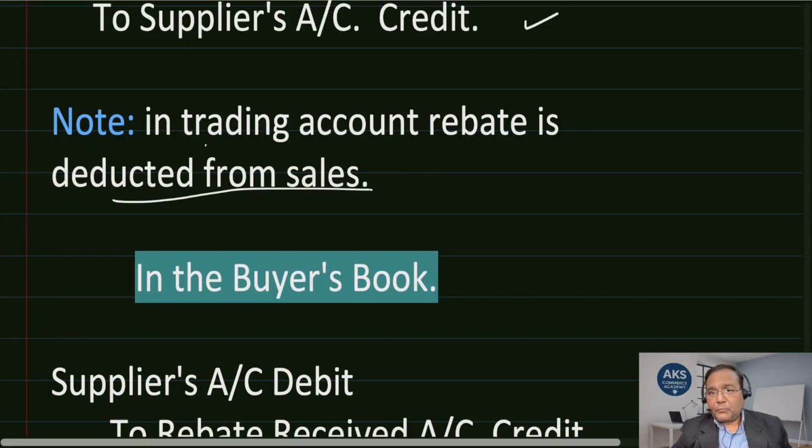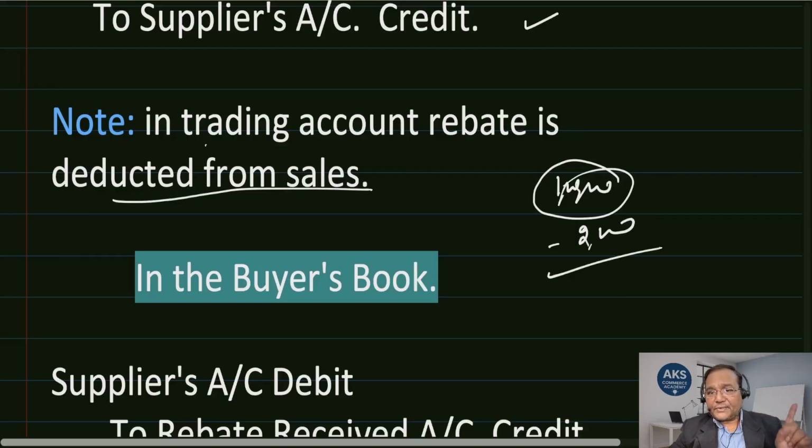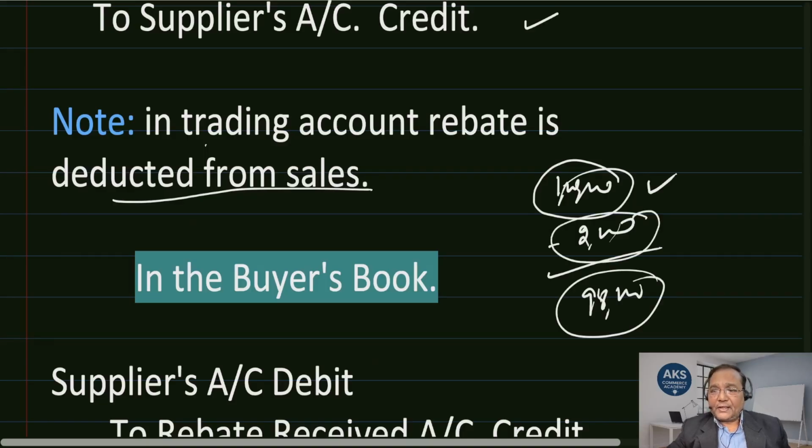Now here, this is important to understand, which you will learn later. When rebate is allowed, let's say 1 lakh rupees of sales we have already entered, and later on we came to know that a rebate of 2,000 rupees is to be given. So actual sales does not happen to be 1 lakh rupees, it is actually 98,000. So 2,000 rupees is deducted from sales in the trading account. This is how it appears, 98,000, not 1 lakh. We will learn to prepare this trading account.